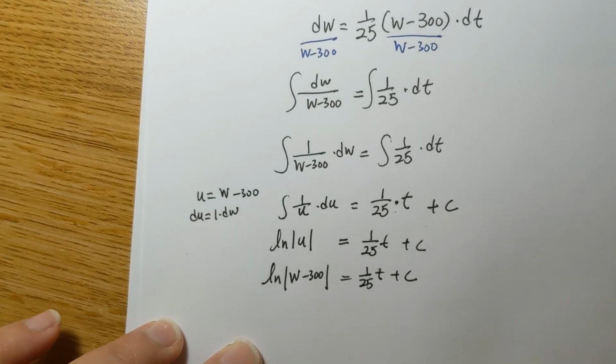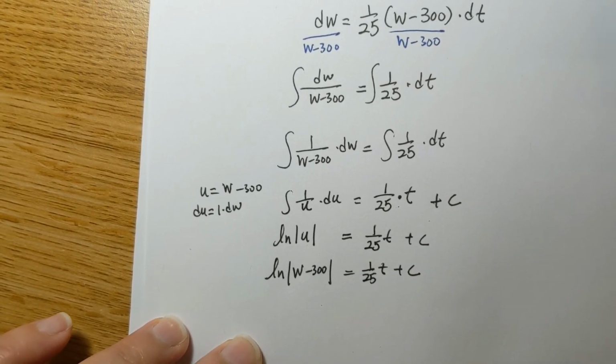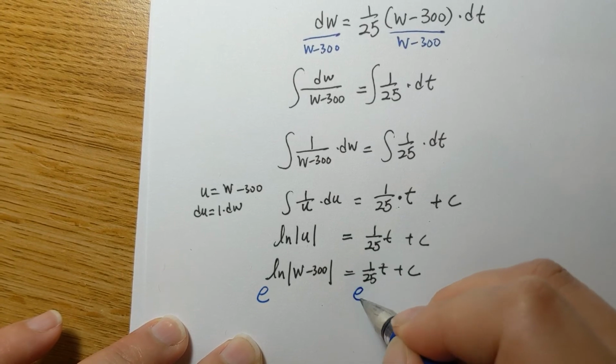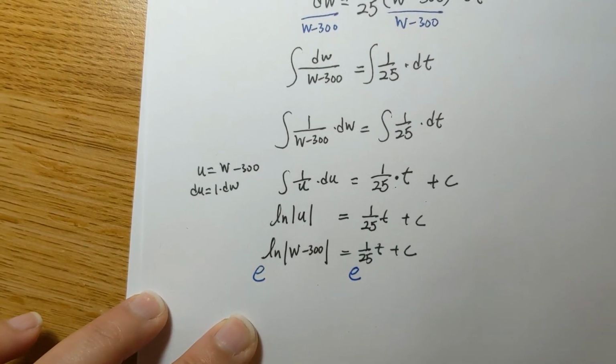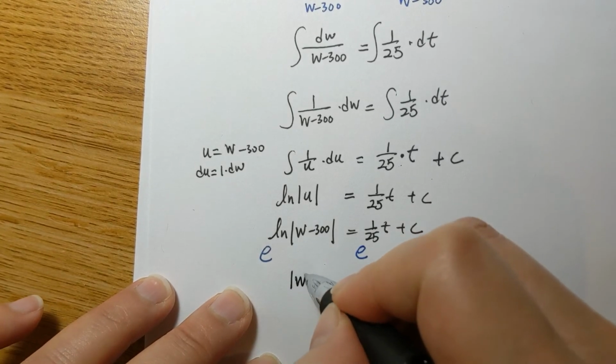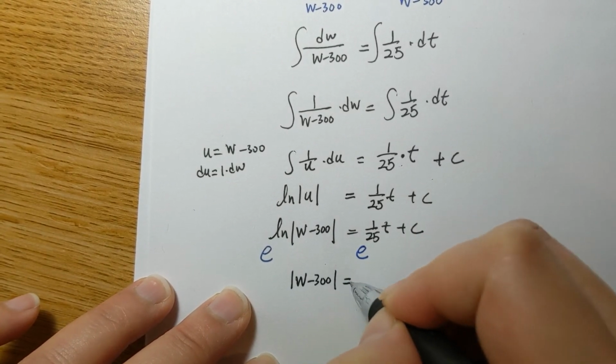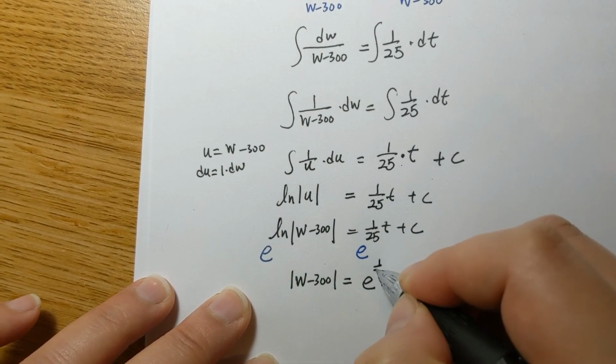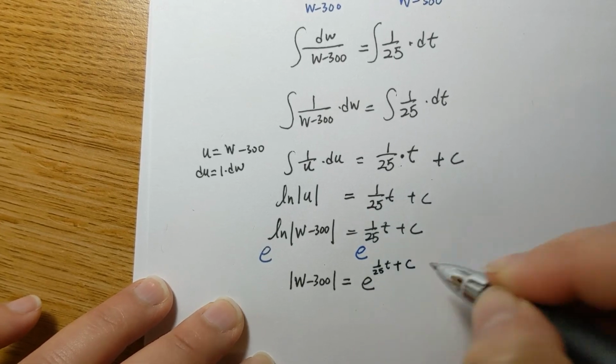So now we are going to undo the ln. So we put the e as the base. So now the ln cancels out. So I get absolute value w minus 300, and I get e to the 1/25 t plus c.